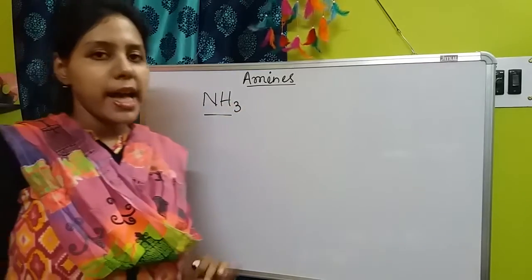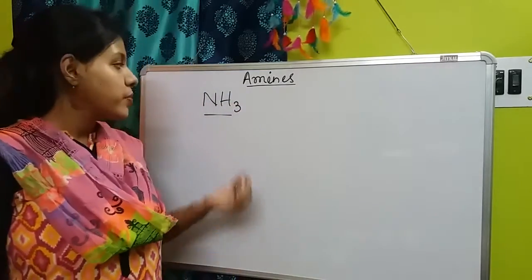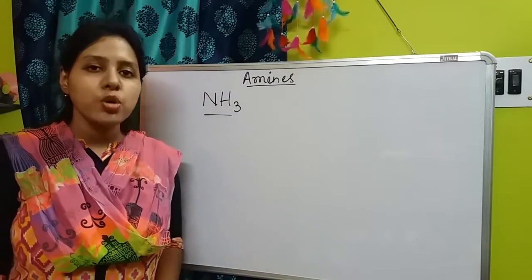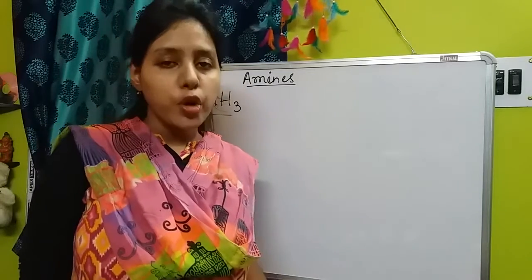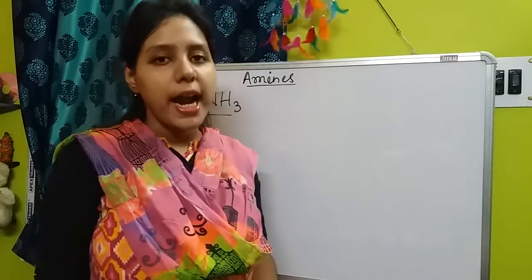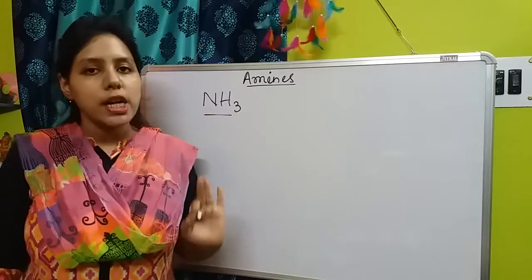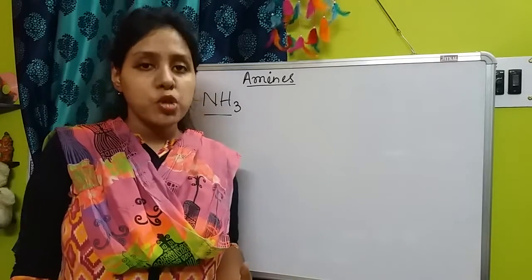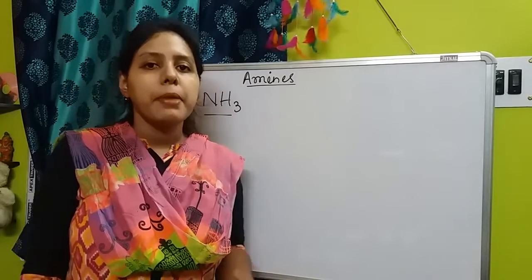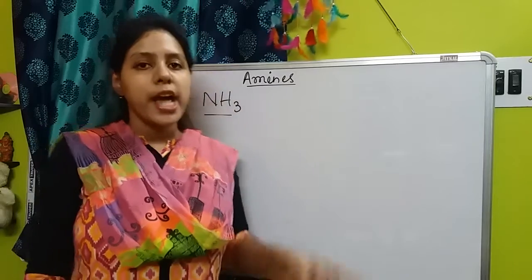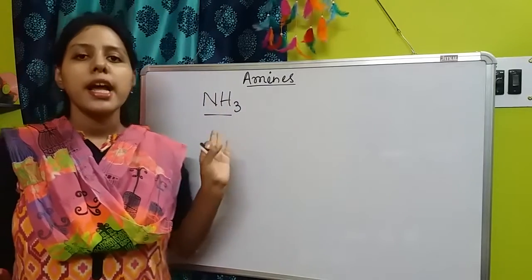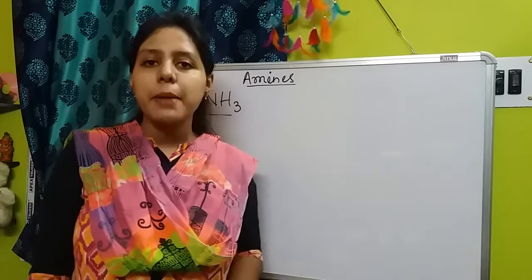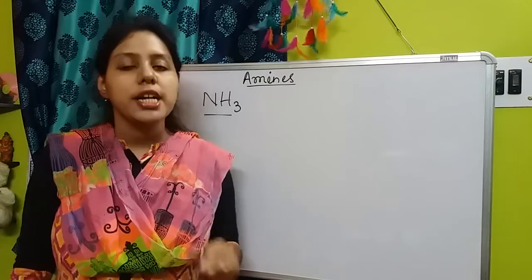Whenever one or more hydrogens of ammonia are substituted by one or more than one alkyl or aryl groups, then these are called amines. Depending on the number of alkyl or aryl groups attached with the nitrogen, it can be classified into three types: primary amine, secondary amine and tertiary amine.